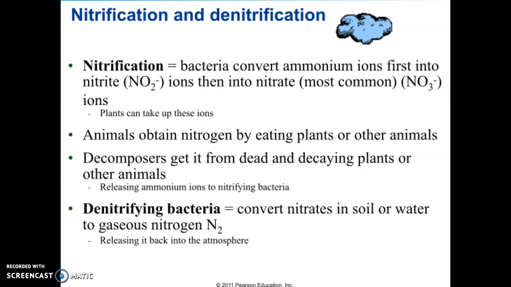So then, in order to have a complete cycle, we have to denitrify this nitrate back into atmospheric nitrogen, and there are soil bacteria that do that. They're called denitrifying bacteria. So they're going to convert that nitrate in the soil or water into gaseous nitrogen, which then, of course, would get back into the atmosphere.